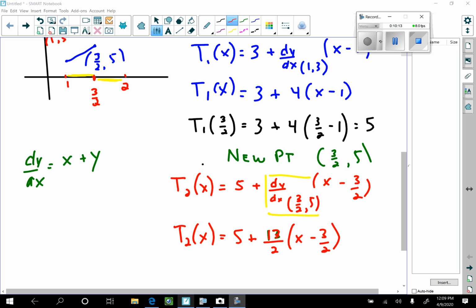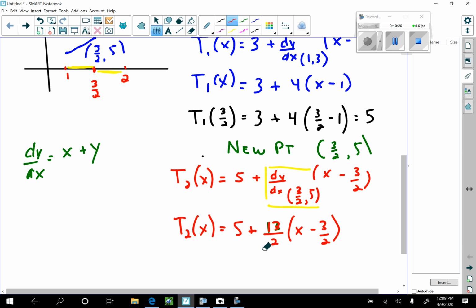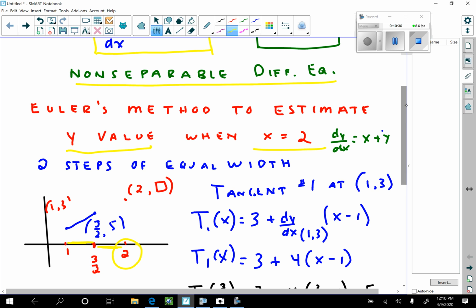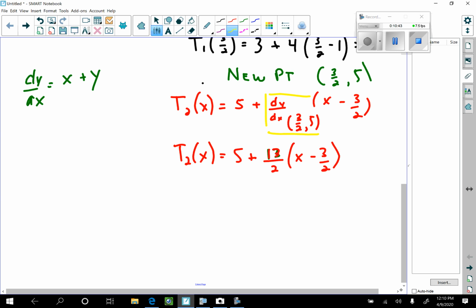I think I'm back. I think I had a moment of lapse there in my video. That's okay. So this is my second tangent line. Okay, what I want to do now, what am I going to do? I'm going to put 2 into that, and that's going to give me my estimation of the y value when x is equal to 2. I could have just used a linear approximation in one tangent line. All Euler's method does is use multiple tangent lines. So let's evaluate this rascal right here, the second tangent line, at 2.